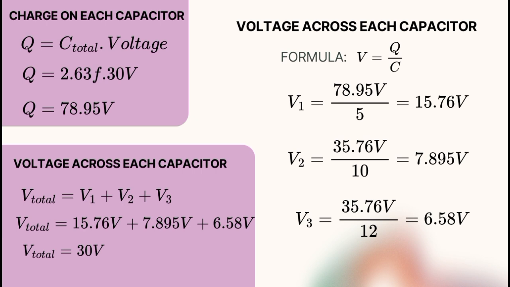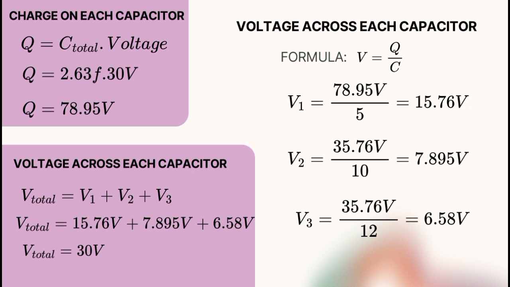For the voltage across each capacitor, we will again use this formula. For the V sub 1, 78.95, which is the charge, divided by 5, which is the value of capacitor 1, the answer will be 15.76 volts. For the V sub 2, again, this is capacitor 2, which is 10. So the answer will be 7.895 volts. For the V sub 3, this is capacitors 3 and 4, which is valued 12, is equal to 6.58 volts.